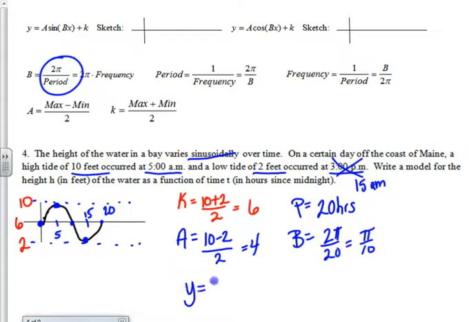Y equals, the a value goes in front. They wanted a sinusoidal graph, so sine. B times x, or t in this case I believe, is pi over 10 times t. It doesn't matter what variable you use, but they did ask me to use t. And then plus the k value to shift the midline up, plus 6. Good time.